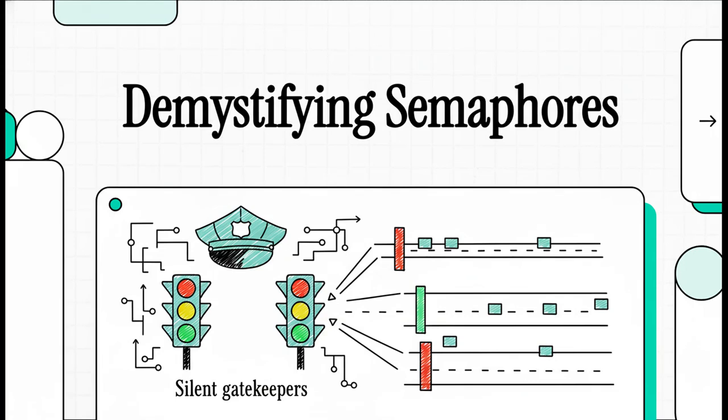Hey everyone, and welcome. Today, we're going to break down one of the most fundamental concepts in all of computer science, semaphores. You can think of them as these invisible traffic cops, or silent gatekeepers, that basically prevent our entire digital world from crashing down into total chaos.